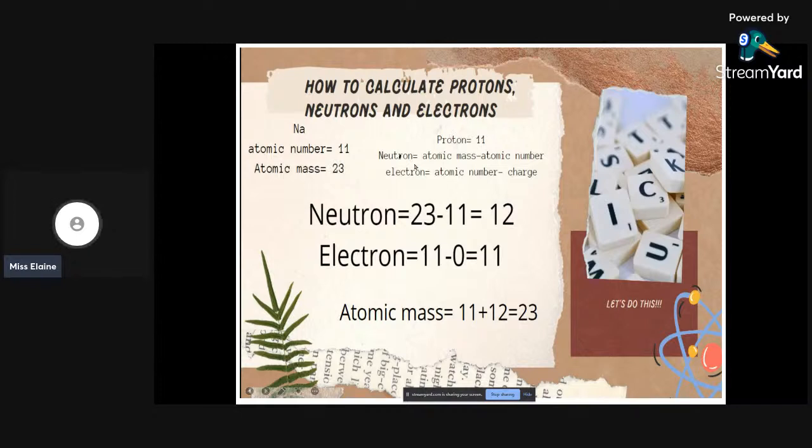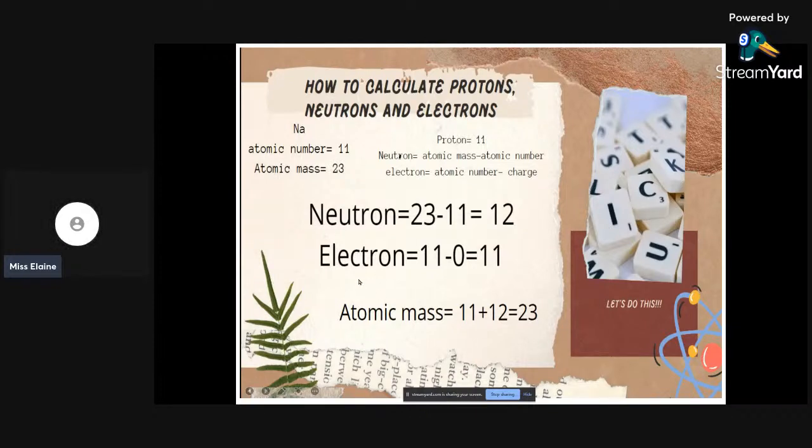the formula here to get the neutrons again is atomic mass minus atomic number. Electron is equal to atomic number minus charge. To get the neutron, atomic mass: what is the atomic mass of the sodium? We do have 23. Ima-minus daw natin siya kanino? Kay atomic number. What is the atomic number of sodium? 11. So, 23 minus 11 is equal to 12. So, sodium has 12 neutrons.